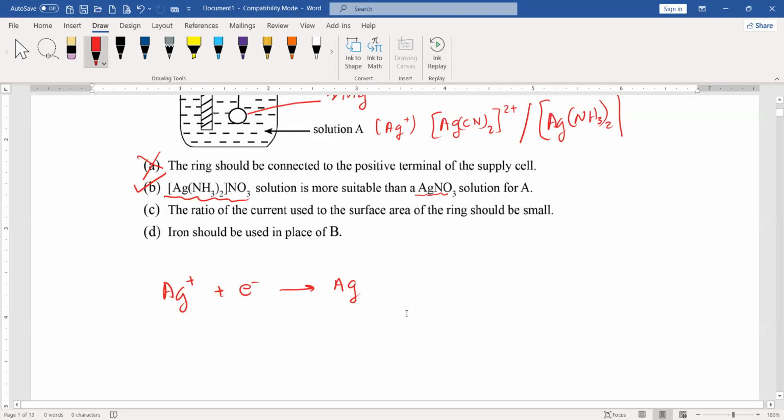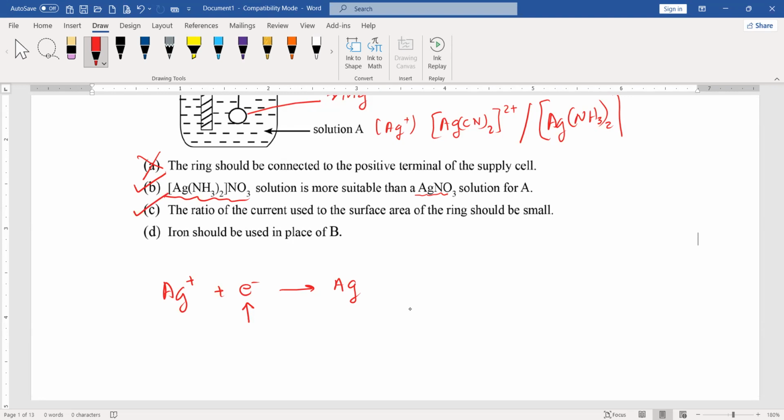The ratio of the current used to the surface area of the ring should be small. Yes. Ratio is small means we are giving electrons very slowly, then Ag will deposit very slowly. So in order to ensure the electroplating process is slow, we can use a very small charge density. In this case, it will take a little time to complete the plating process, but still we can obtain a better quality. So that is correct.